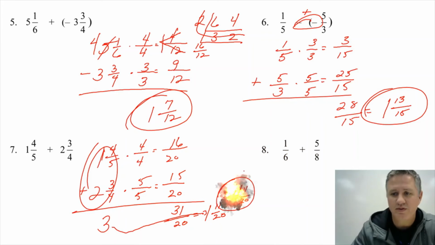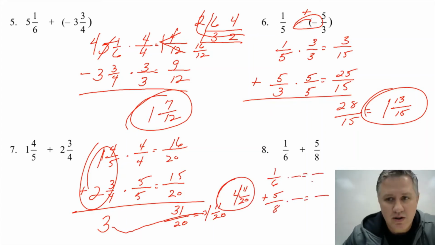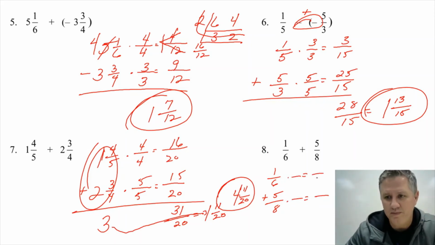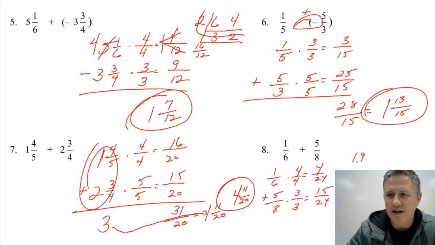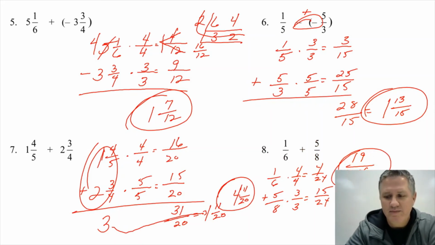4 and 11/20. All right, this guy, 1/6 plus 5/8. Well, 6 and 8. I'm going to count by 8s. 8, 16, 24. 24 is my least common denominator. All right, so I'm going to multiply this by 4/4, multiply this by 3/3, and I get 4 and 15. And when I add those things together, I get 19/24. If you got 38/48, that is equivalent. You just have to make sure that you simplify it all the way down.